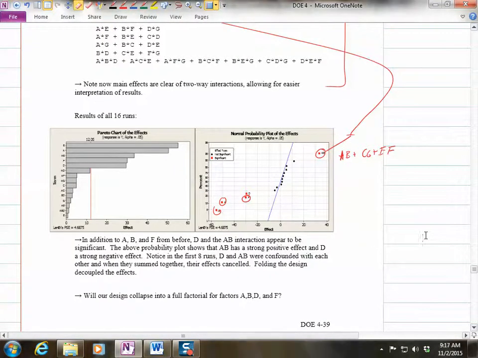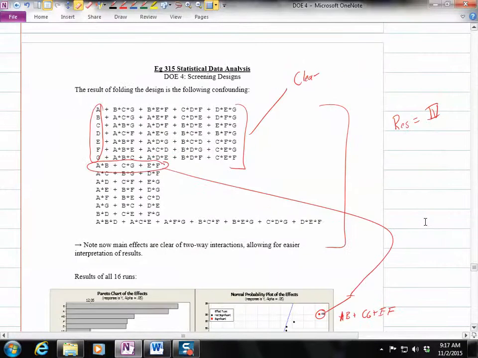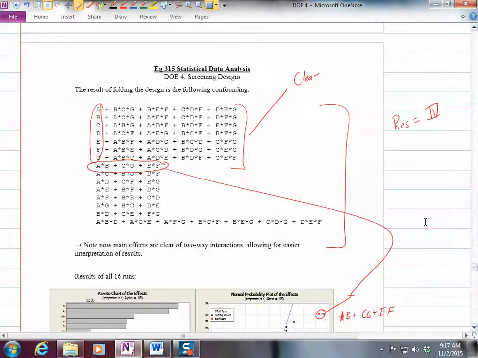Why is it resolution 4? Because the main effects are clear and 2A interactions are confounded with each other. Does that make sense? And before it was resolution 3, main effects and 2A interactions were confounded with each other.